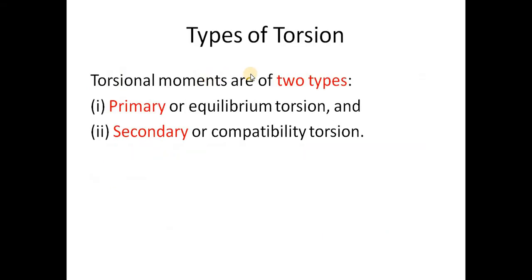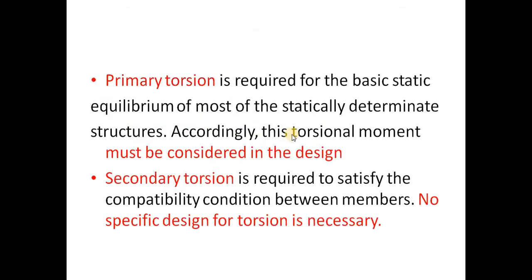So we have studied how the primary and the secondary torsion are going to get induced in a structure. Primary torsion is also called equilibrium torsion. Secondary torsion is also called compatibility torsion. Primary torsion is required for basic static equilibrium of most statically determinate structures. According to this, torsional movement must be considered in the design.